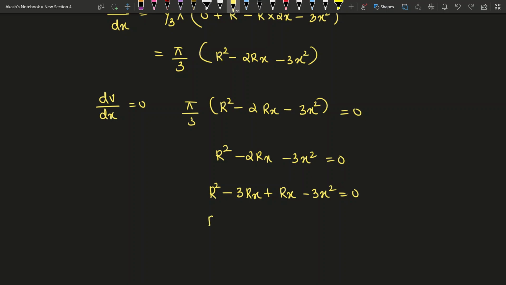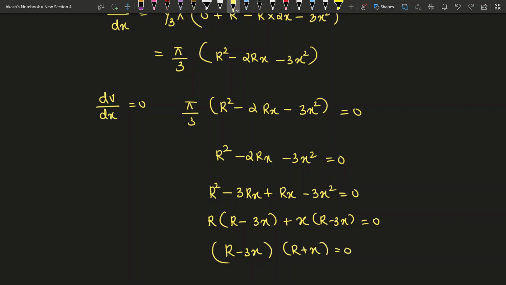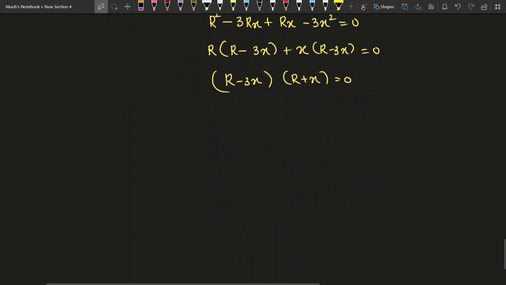If you take r common here, you will get (r − 3x). If you take x common here, you will get (r − 3x). So we were able to take the common factor. If you take (r − 3x) common, you will get (r − 3x)(r + x) = 0. That means either r − 3x = 0 or r + x = 0. That means r will be equal to 3x.